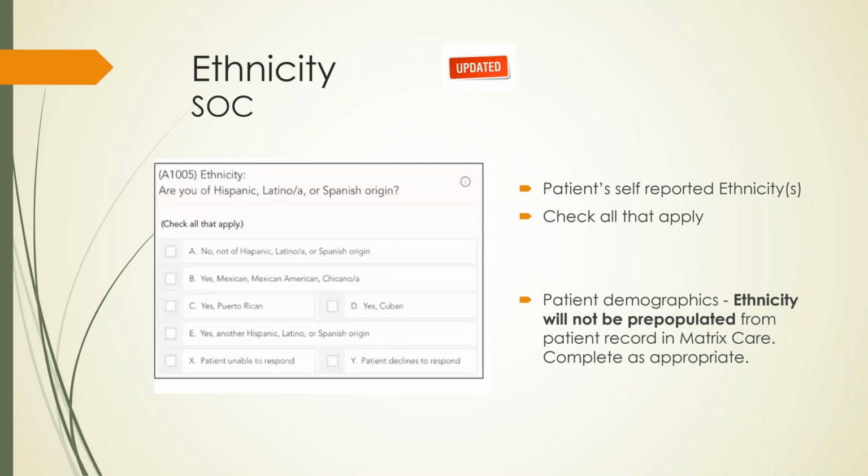If they're unable to respond and you get that information from someone else, you would mark what it is and you would mark the patient unable to respond. If the patient says, I don't want to answer the question, you're just going to mark patient declines. Okay?